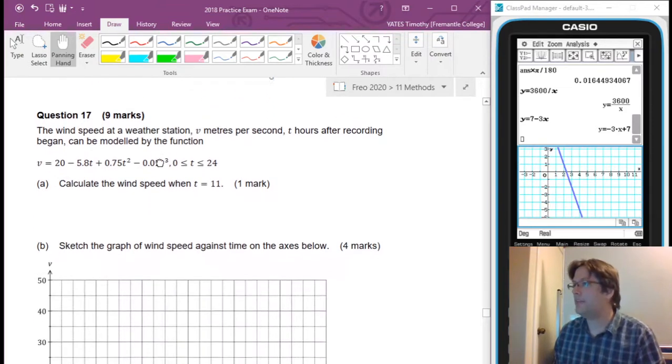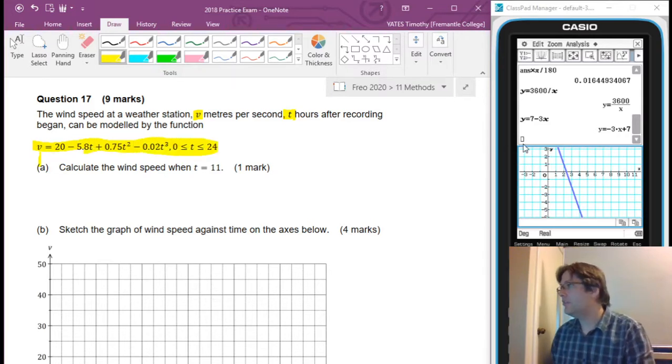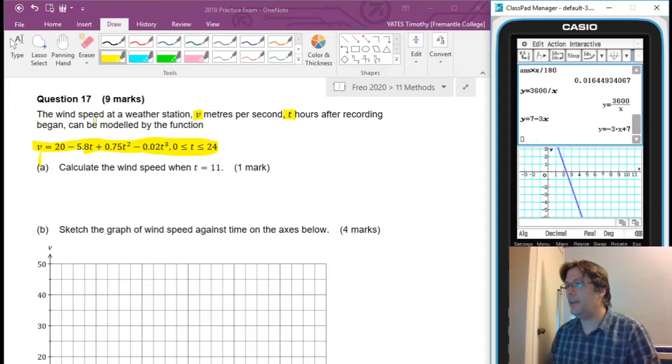Okay, next up, the wind speed at a weather station, v meters per second, t hours after recording began, can be modeled by this function. Because we've got such a complicated function here, this is very likely just going to be a can-you-use-the-calculator-correctly question. So that's what I'm going to write, except instead of v, I'm going to write y, and instead of t, I'm going to write x.